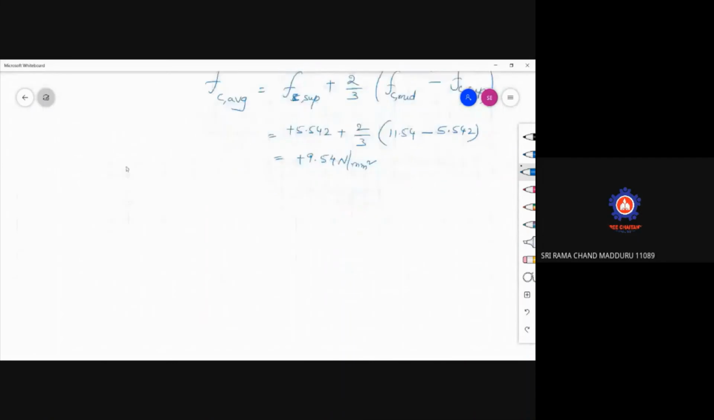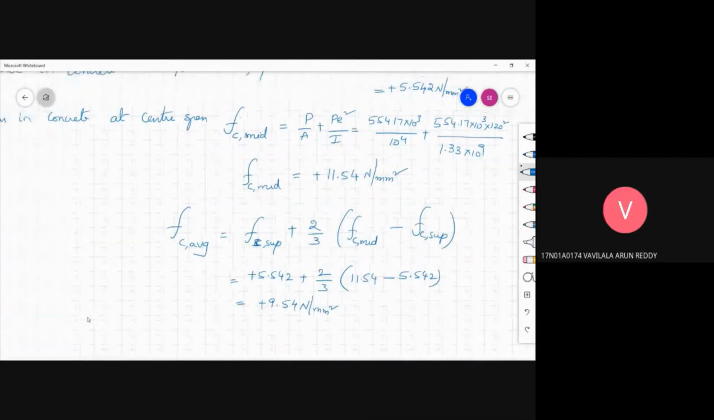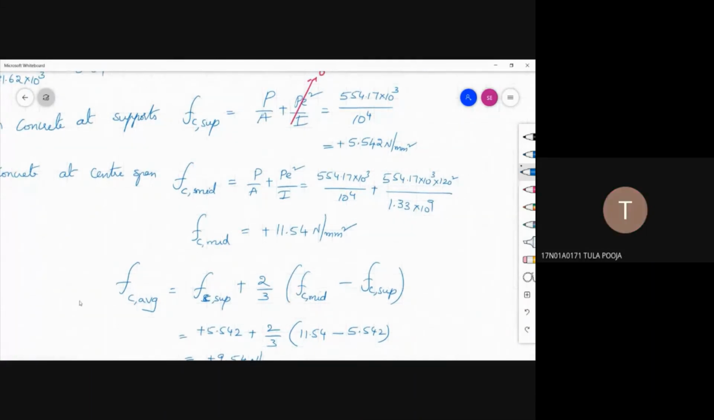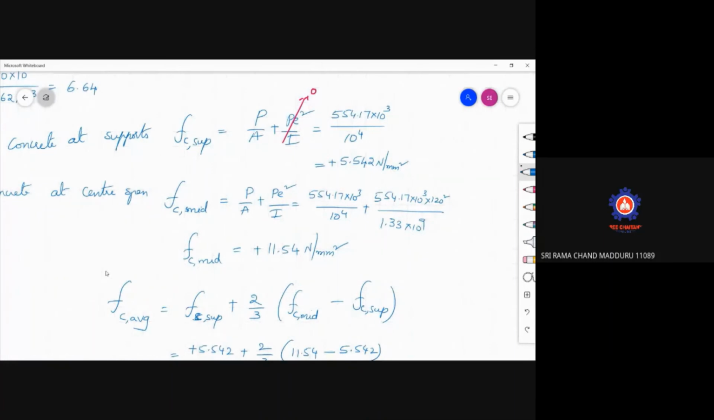Now we will calculate it. At the supports 55.417, sir. It is 55.42. 55.42. It supports 51.55.4. 417. 8 10 into 10 power 4, sir. 10 into 10 power 4 already.